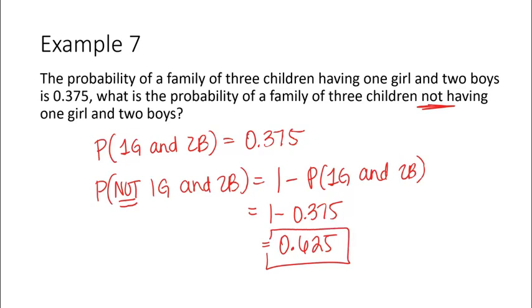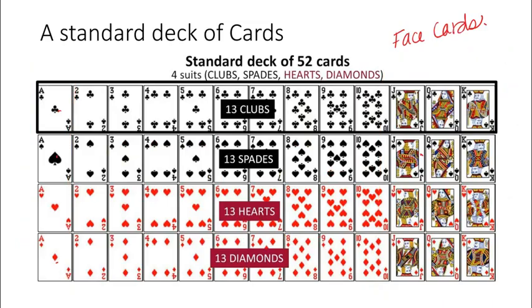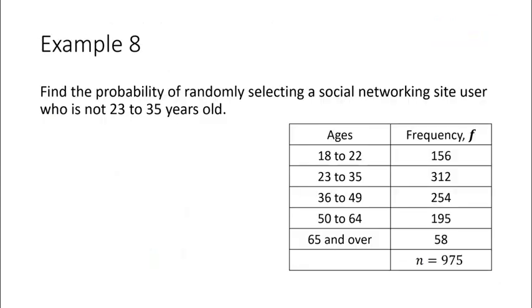If they've already given me that probability, that's pretty nice. However, if they haven't, they would have had to give you some sort of information. Maybe you had to come up with a sample space. Maybe I have a deck of cards and I want to know what are the chances of not getting the number 2. Or they could give me a frequency table. This is our final example for this lesson.